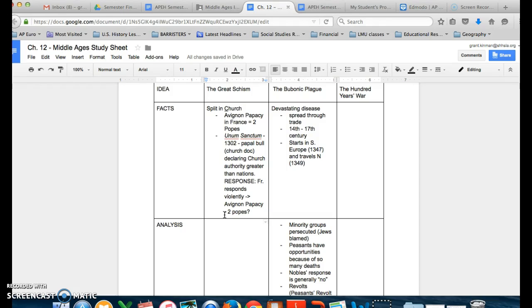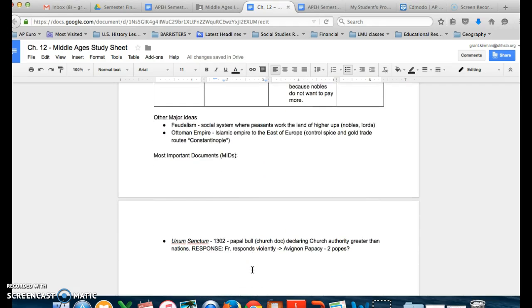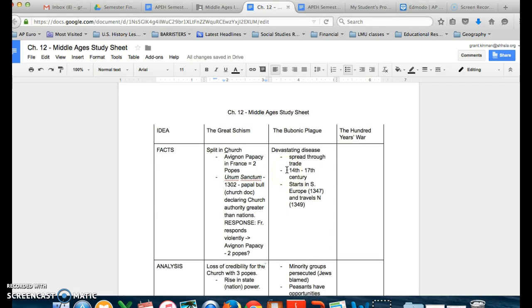But analysis, one of the things is loss of credibility for the church with three popes. Other things you'd think of, well, if the church loses credibility, rise in state, or as we call them, nation, rise in state power. Okay. And then you just continue through.